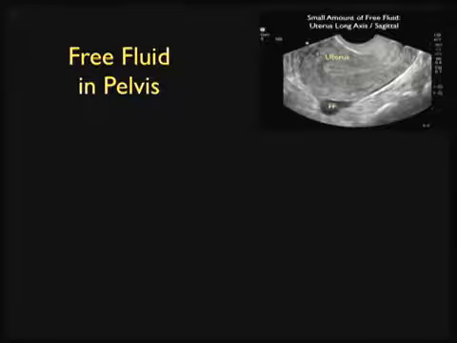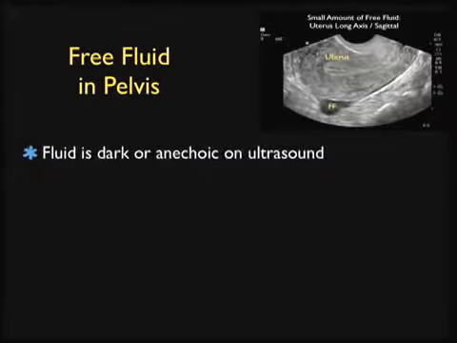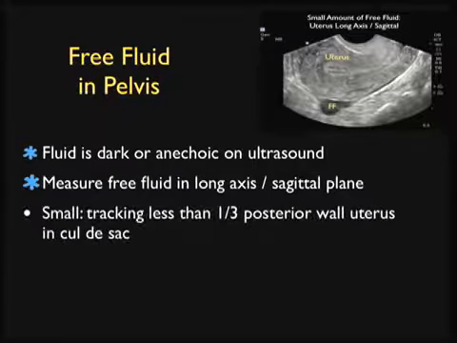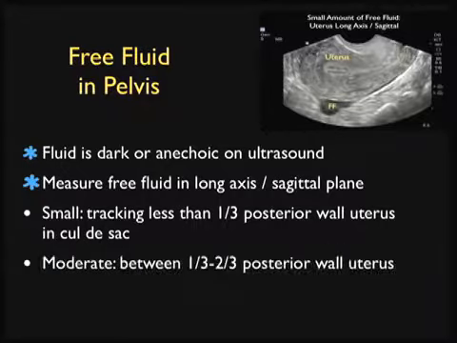Let's conclude our discussion of OBGYN sonography of the uterus with a discussion of free fluid within the pelvis. As we've remarked about earlier in the module, fluid will appear dark or anechoic on ultrasound. We'll be measuring the free fluid behind the uterus in the pelvic cul-de-sac, and traditionally that's taken in a long axis or sagittal plane.